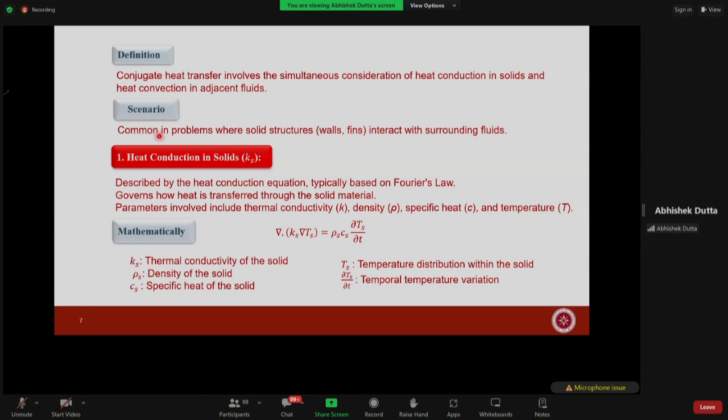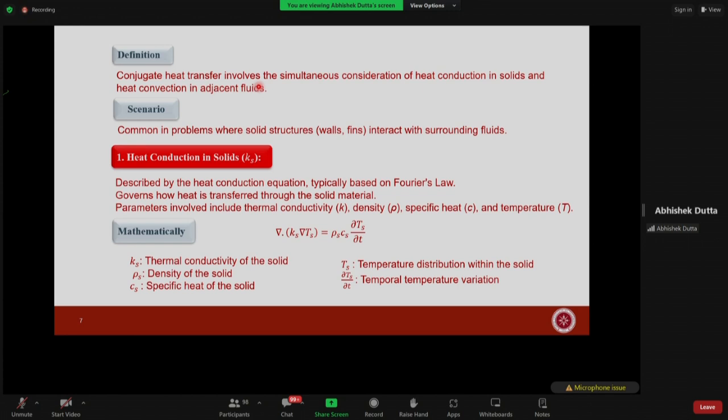Where does it occur? This occurs in lots of industrial practices, typically where there are some solid structures involved. In this case, walls of the structure, fins. When I use the word fins, probably you might have already started understanding that I hint at heat exchangers, because the fins are involved here. And when these solid structures interact with the surrounding fluids, you have a combination of conduction and convection. Keep in mind that radiation is also a part of conjugated heat transfer, which I didn't mention here, but I have a case study, and I can tell you the radiation factor there as well.